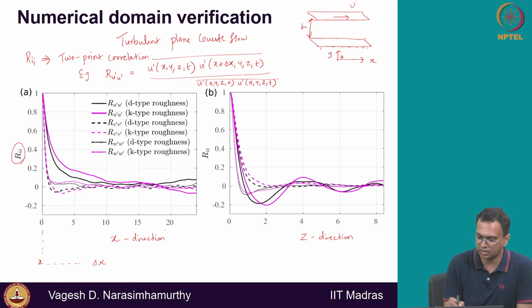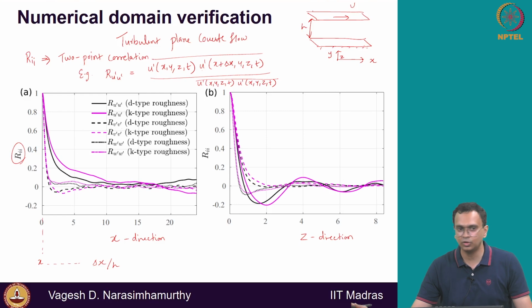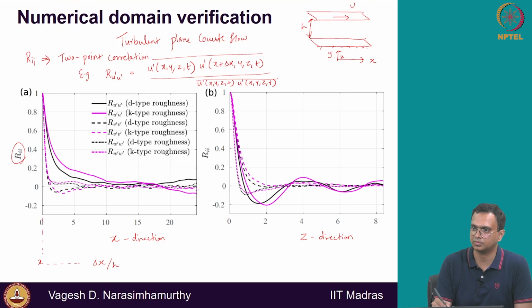So I go like 5, 10, 15, this is delta x by h, up to 20 h. Beyond 20 h the correlation goes to 0, but the height is only h. That means in the x direction there is a turbulent eddy which is about 20 h long. So your domain has to be twice that. You must have at least 2 such eddies. So your domain must be double the distance at which this correlation goes to 0. You should keep something like 50 h or 60 h, or even bigger. For each flow it is different.